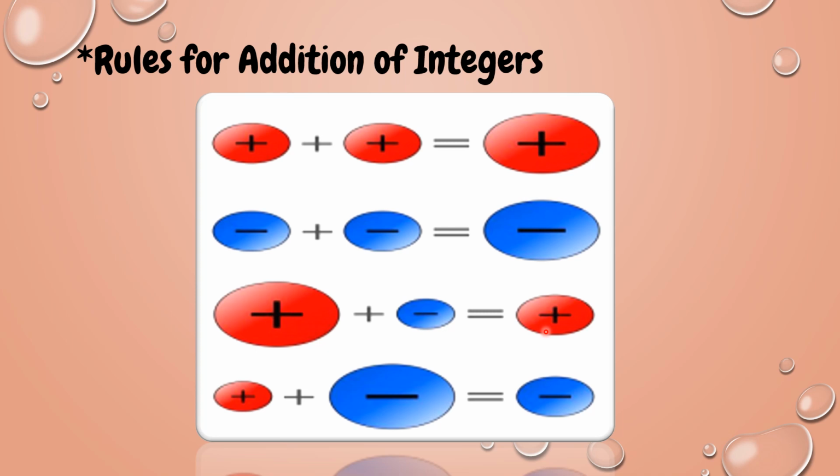Pero paano ba natin malalaman kung ang sagot sa magkaibang sign ay positive or negative? Kapag sa dalawang numbers, mas malaki ang positive number, the answer must be positive. Kapag magkaibang sign ang dalawang number at mas malaki ang negative number, ibig sabihin ang sagot doon ay negative. Remember, copy the sign of the bigger number.